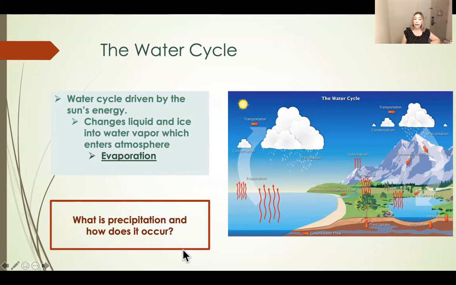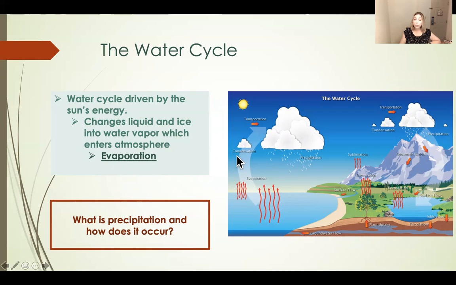Now, the question that I gave you here is, what is precipitation and how does it occur? So let's look at the picture here. You can see these little red lines coming up from the ocean. I believe that's the ocean there. And that signals evaporation, right? Liquid water is turning into water vapor in the atmosphere from the body of water there, like the ocean.